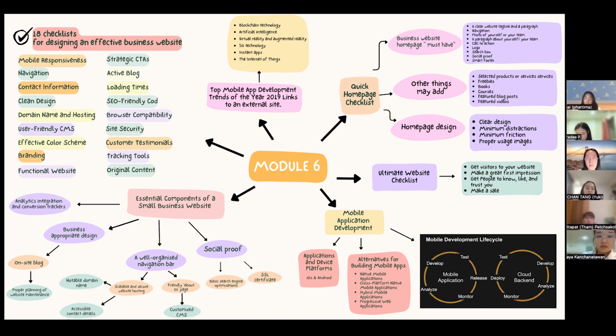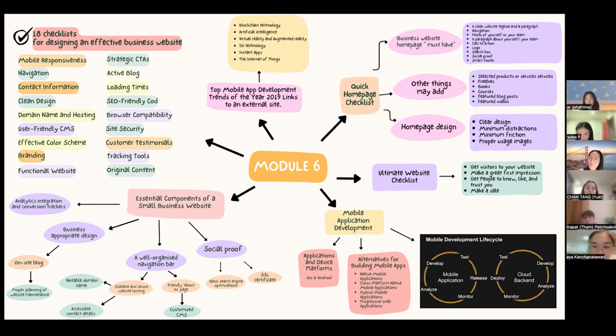And next are the alternatives for building mobile apps. First is the native mobile app, where the native domain produces the one that they use on their platform. And next is the cross-platform native mobile application. We have hybrid mobile, which uses something like JavaScript and so on. The last one is the progressive web application.